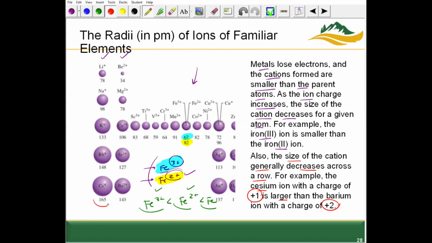So 1 electron is lost here, but 2 electrons are lost here from their neutral forms. When cesium loses 1 electron, it gets smaller, but when barium has lost 2 electrons compared to its parent atom, it's even smaller. So the size of the cation generally decreases across a row. So smaller, larger. Decreases across a row, so technically larger here and smaller here.